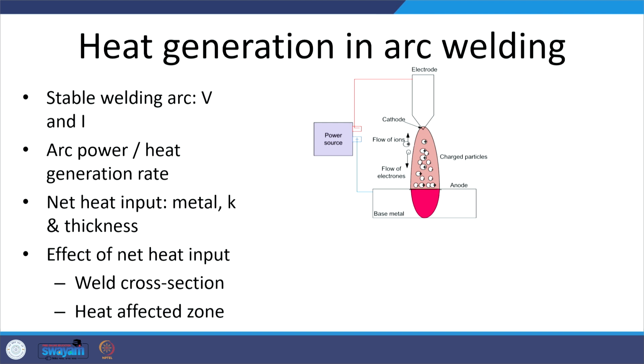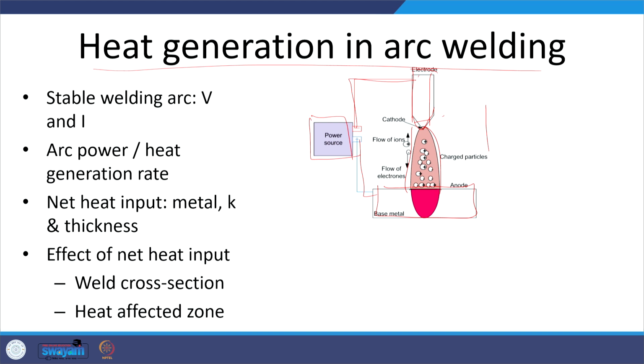So, next, if you want to talk about the arc welding process, how heat is generated in the arc welding process, let us talk about that. So, we have to use a suitable power source. Then the power source terminals will be connected to the electrode like this, okay, and another terminal will be connected to the base metal, and then between the electrode and the base metal an arc is ignited.